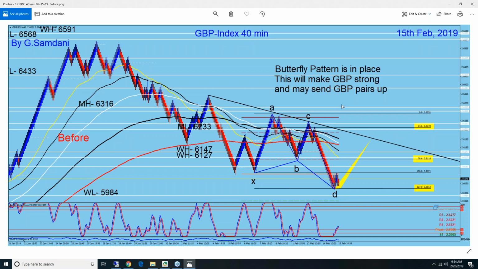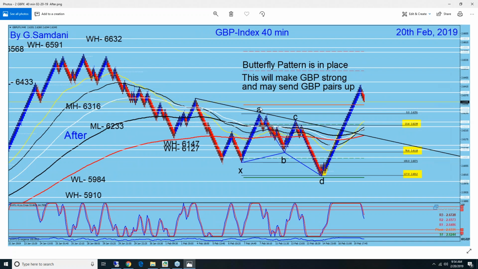Okay, so it's all because of this chart, 40-minute chart, pound index, and I wrote down here everything. This is not that, you know, I'm doing it after, right? Butterfly pattern is in place. This will make pound strong and may send pound pairs up. And this was on the 15th, and then this week started on the 17th. Since the 17th, all pound pairs I've been trading, and this is what happened to this pound index. So far it went up, and now I closed everything. All those trades are closed, and now I'm waiting for yen to move up.